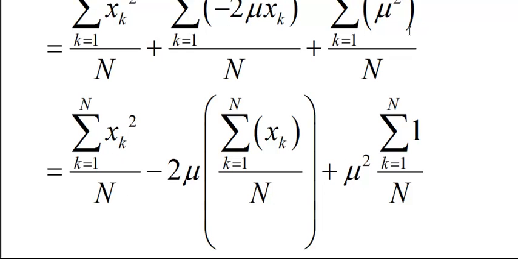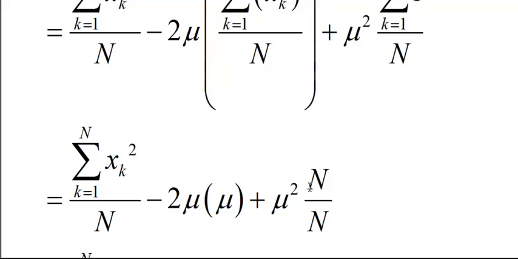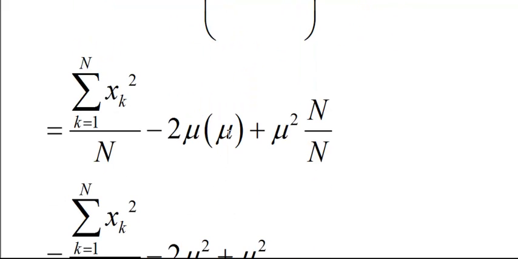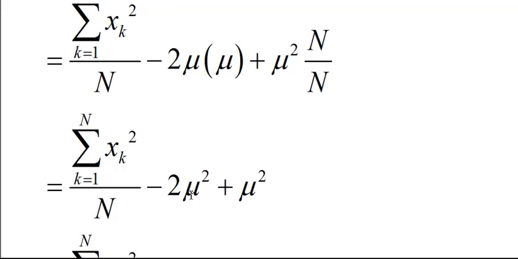So we've used the distributive property to factor here and here. Now what happens if we add up 1 plus 1 plus 1 plus 1 plus 1, n times? Well, that numerator is just n, so we get n over n, that's going to cancel out. Now, what is the sum of the x's divided by how many you have? You should recognize what that is. That's just the mean. So that's another mu right there. Well, mu times mu is mu squared, so this is negative 2 mu squared.